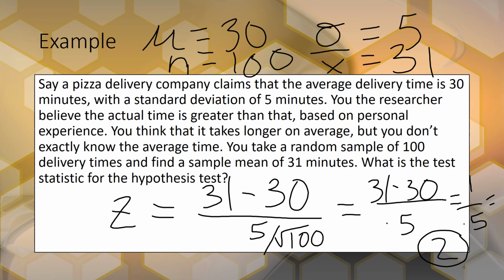If that was the sample standard deviation, we would still get 2, but we'd have a t statistic and we'd use a different distribution to get the p-value, which would be in the next videos.